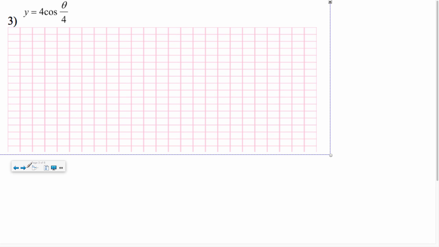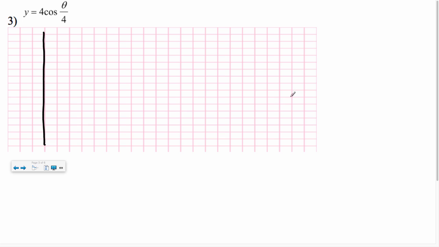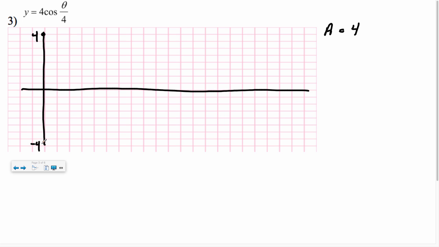We could speed these up now. I'm going to draw a y-axis and an x-axis. This is a cosine graph, so I know I'm starting at the top. Where is the top? Well, that's quite simple. The amplitude is 4. So I'll go up here, make that 4. Down here is -4. Okay, I need 4 intervals now. 1, 2, 3, 4. What will those be? Well, let's work it out.